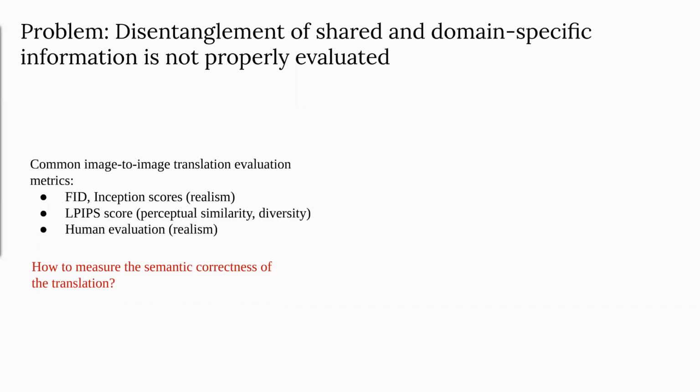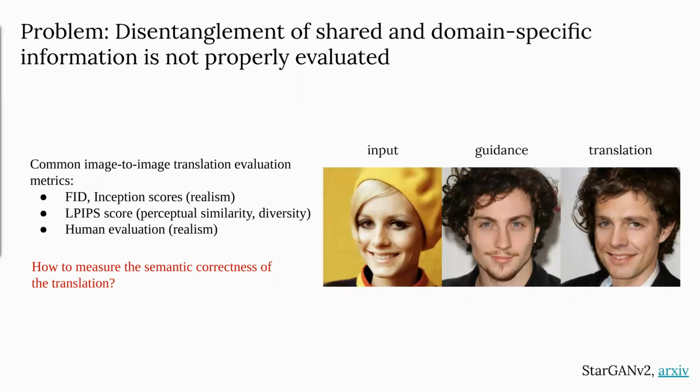A correct translation must preserve the factors that are shared across domains, same as in the input image, while manipulating the domain-specific factors according to the guidance image. A picture on the right illustrates an example of a highly realistic but semantically incorrect translation. The hair color is the shared factor which should have been preserved, while the facial hairstyle is the domain-specific factor and therefore it should be taken from the guidance image.